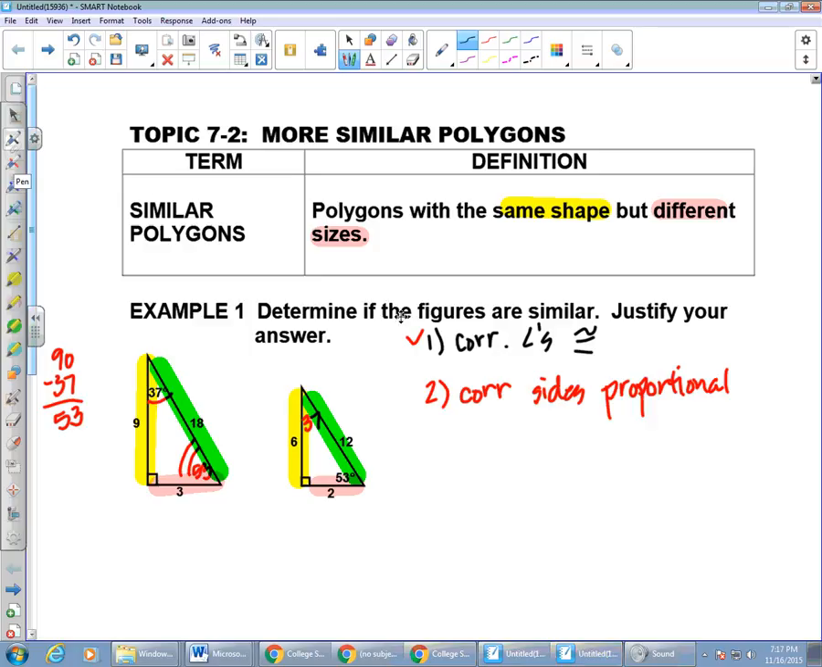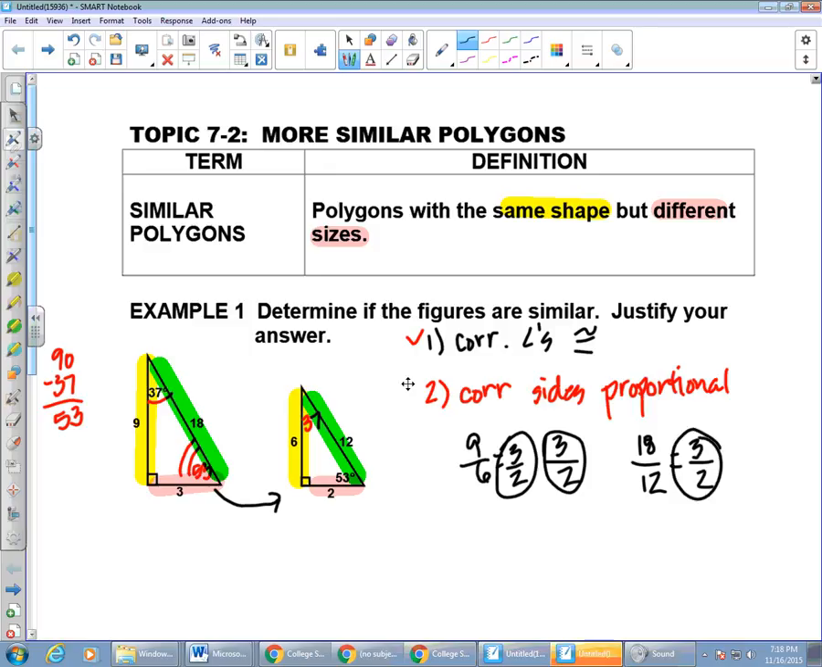It doesn't matter which order you write these in. I'm going to go big to little, but you can do little to big. The thing is I want to make sure that I stay consistent. So if I do the big triangle on top, I want to make sure I do that all the way across. 9 over 6, 3 over 2, and 18 over 12. All of these fractions simplify to 3 halves. So 3 halves, this one's already simplified. 18 over 12 simplifies to 3 halves. So that's good, and check number 2 also checks out.